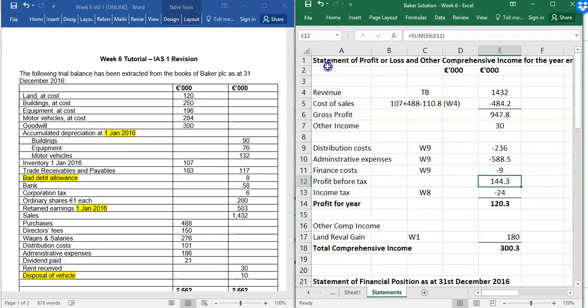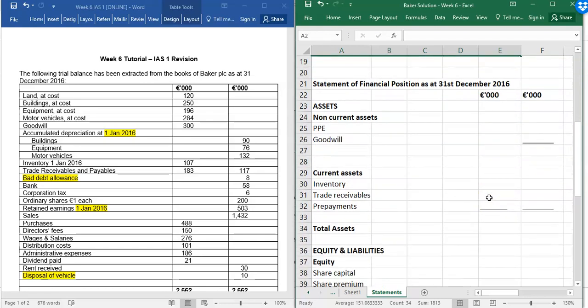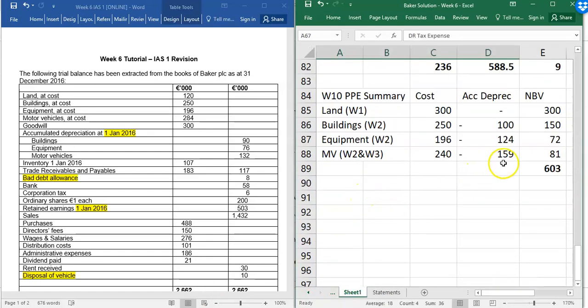So there is our statement of profit and loss, which is what you always have to start with. And then we're going on to our statement of financial position, which again should be sped up by the fact that we have some workings done. Working 10 for PPE is 603. We have that done already for your sheet 1. 603 for all of those 4 added together.